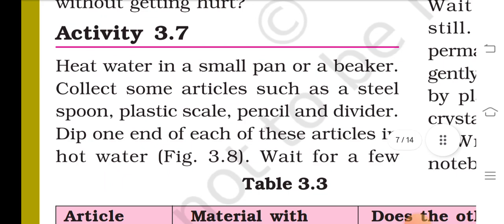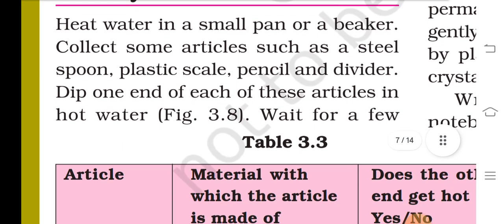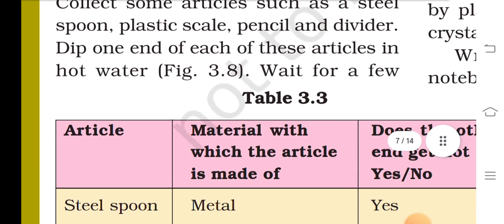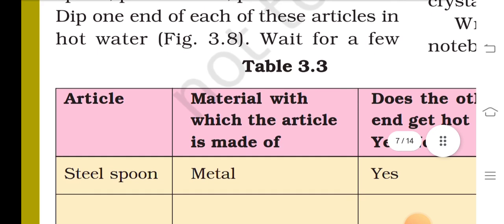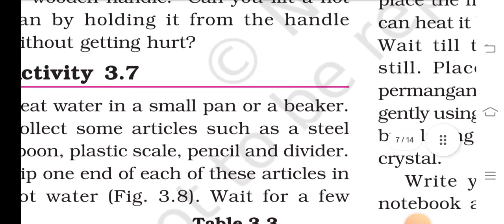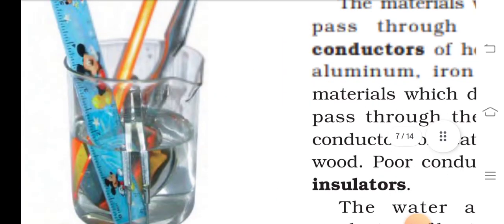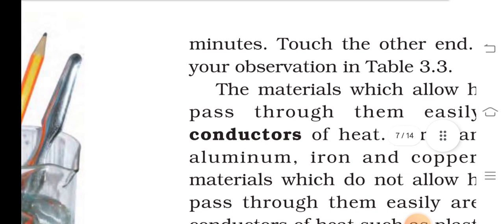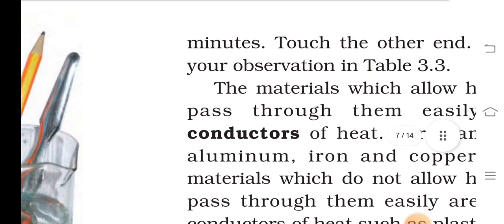Activity 3.7. Heat water in a small pan or beaker. Collect some articles such as a steel spoon, plastic scale, pencil, and divider. Dip one end of each of these articles in the hot water. Wait for a minute. Touch the other ends and record your observation in a table.